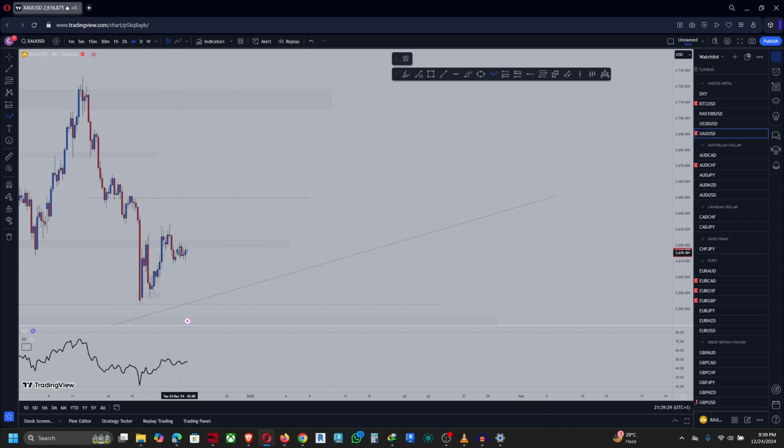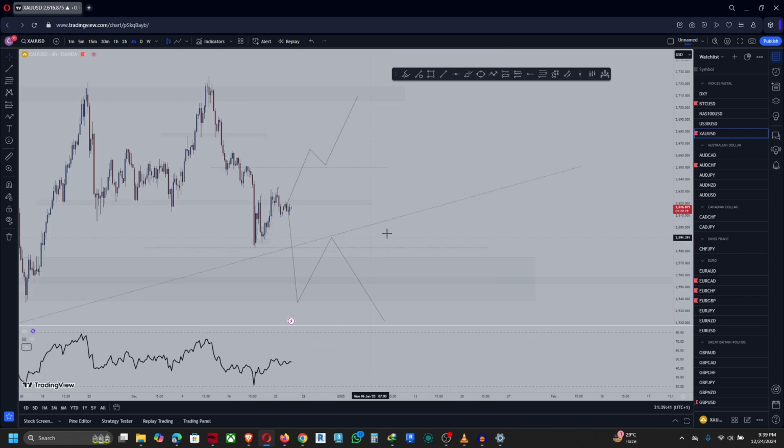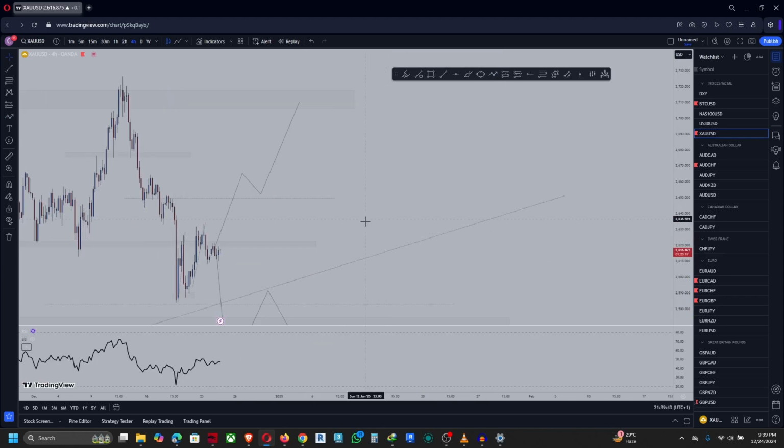See, price comes here, we can have that. Or if price starts to violate all these points, then we look for entry criteria and enter. So that's it for gold.